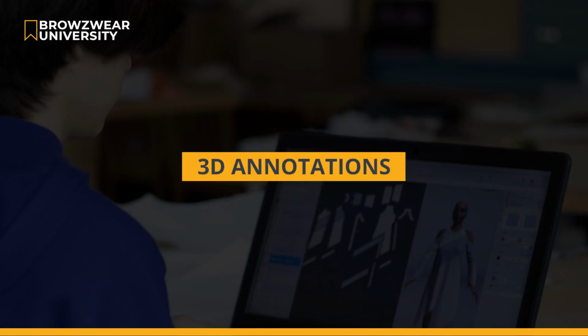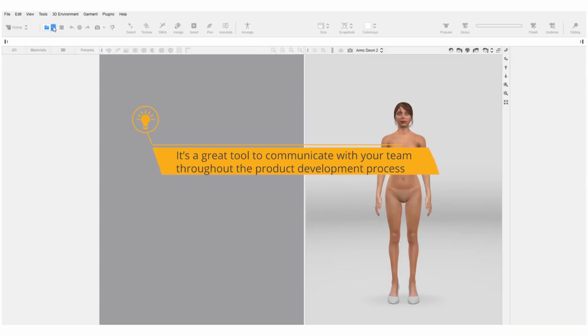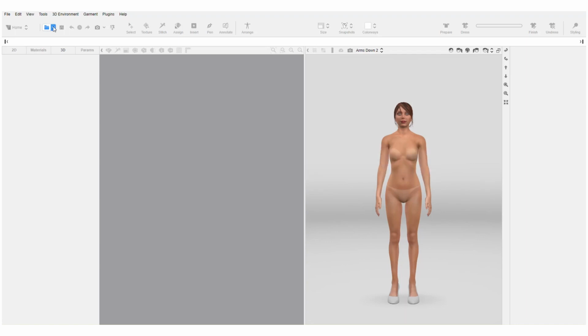The 3D Annotations feature is used to communicate revisions, new designs, and comments without changing the garment or simulation. It's a great tool to communicate with your team throughout the product development process. In this video, you'll learn how to use it.